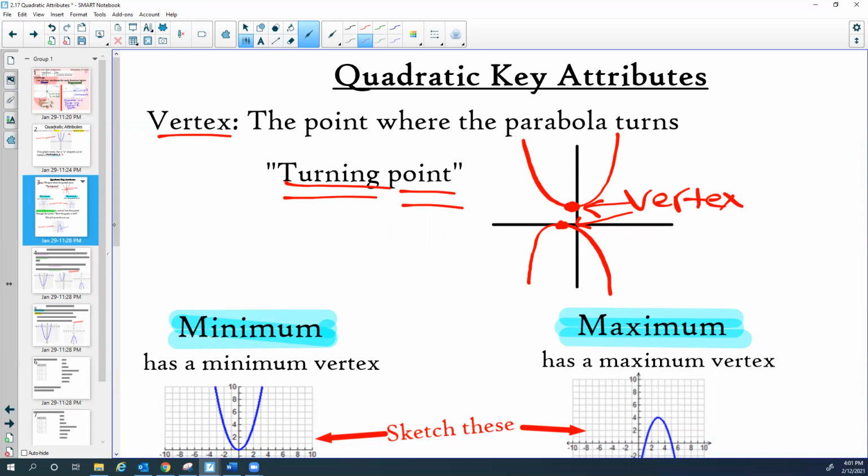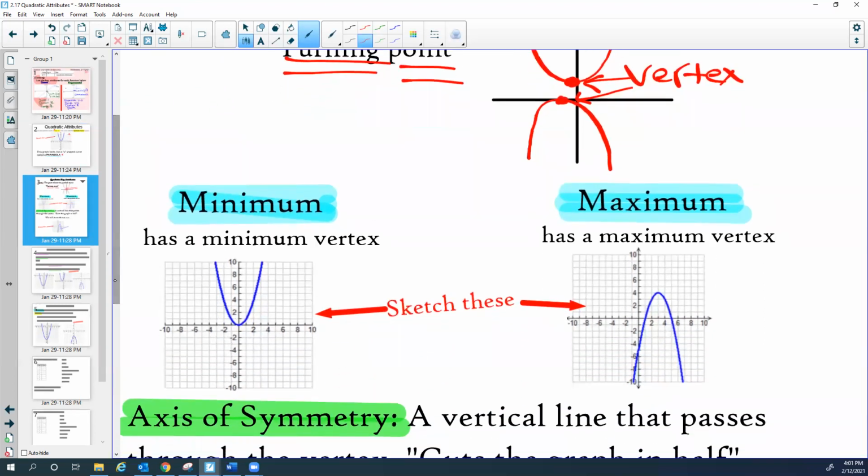Now this vertex can either represent a minimum or a maximum. You want to get a sketch of both of those graphs. Whenever you have a minimum vertex, that point is the lowest point. On the other hand, whenever you have a maximum, the vertex is the highest point.